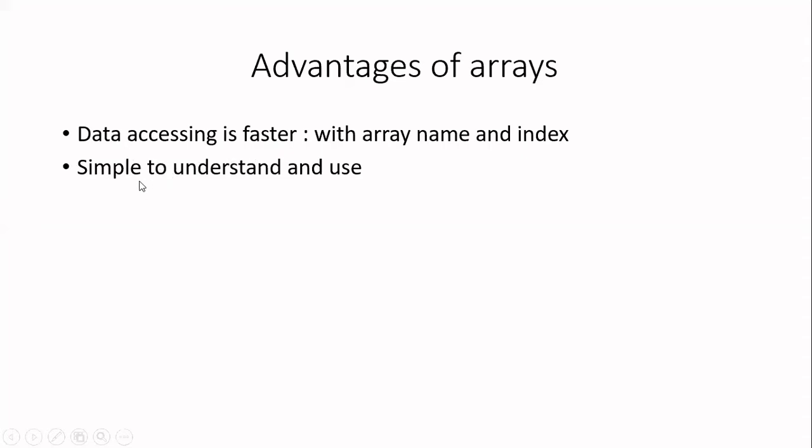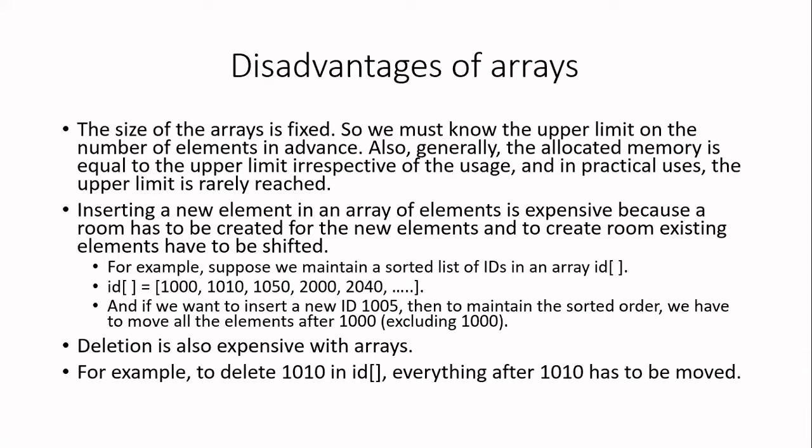Another advantage is that arrays are simple to understand and use. If you consider the disadvantages of arrays, there are many disadvantages. That's why we go for the linked list method. One important disadvantage of an array is that the size of the array is fixed. We have already seen these things in dynamic memory allocation. Whenever you declare the array, at that time itself you have to tell the size of the array. If you don't know the size in advance, you will give some highest number, like array of 10 or array of 100. If you allocate an array of 100 and use only 5 elements, the remaining memory is wasted.